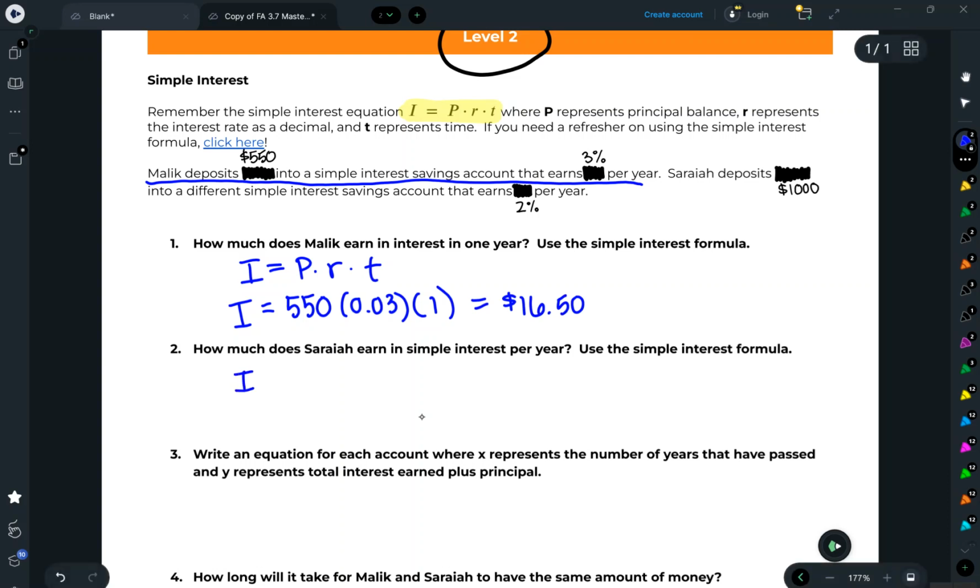Now we do the same thing for the other person. So interest is the principal of $1,000 times the interest rate of 0.02 times 1 year. I mean, you don't only have to do the 1, but whatever. It's $20.